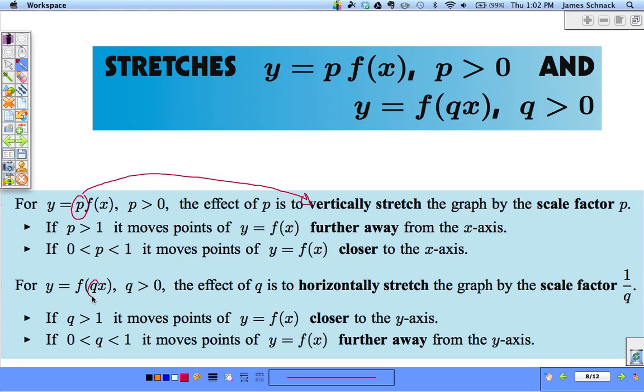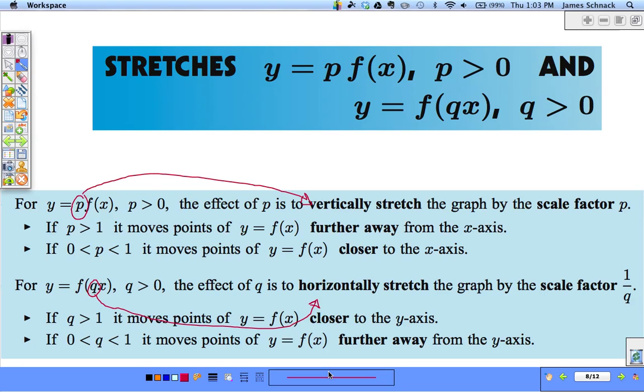If we have f of q times x, so the scale factor is now inside the function with the x, that means we are going to have a horizontal stretch or compression or a horizontal dilation, and the scale factor will be 1 over q. If q is greater than 1, we will move closer to the y-axis. Closer to the y-axis, but, well, it's kind of the same thing as the horizontal translation.